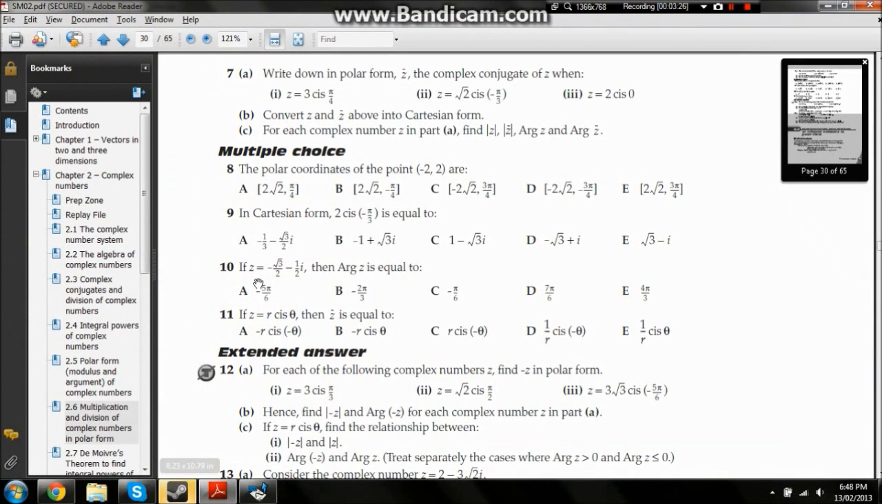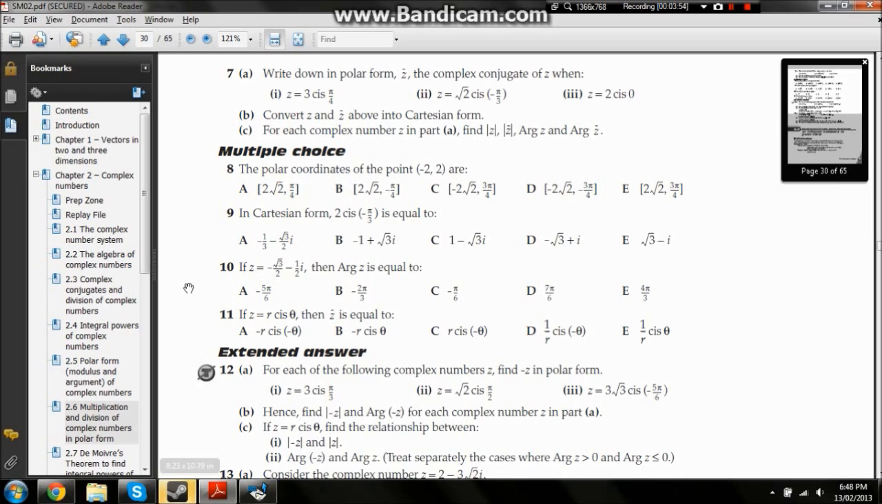And for 11, it's really simple. If z equals r cis theta, then the conjugate of z is equal to. So what happens with the conjugate is the i value becomes negative, so it's basically reflected in the x-axis. So to reflect a graph in the x-axis that's in this form, r tells you how far away from the origin it is, and theta is how many degrees counterclockwise it is from the origin.